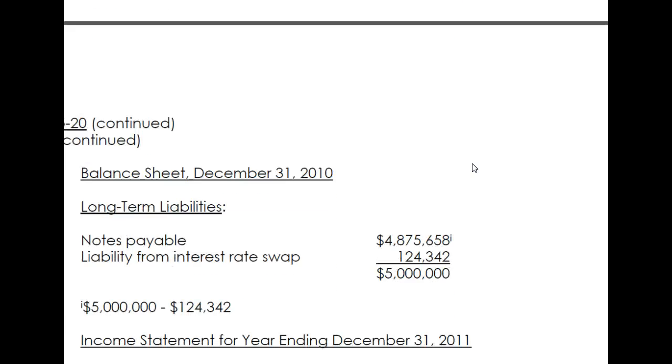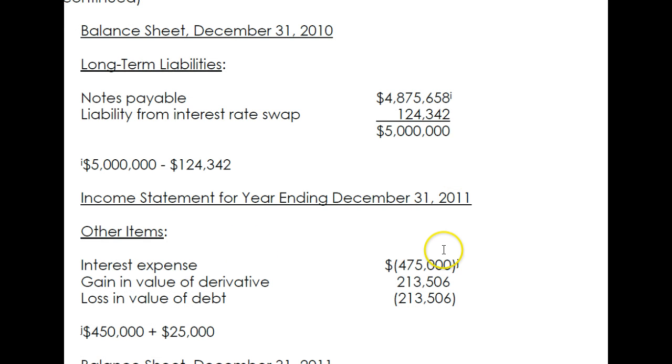Let's look at the balance sheet. Okay. I now have a notes payable and a liability from the swap. That brings my note payable right up to $5 million.